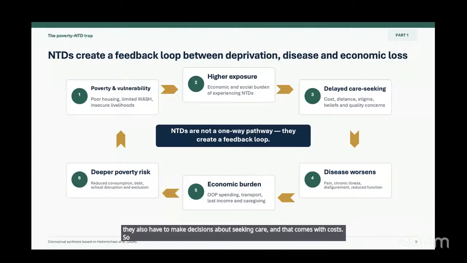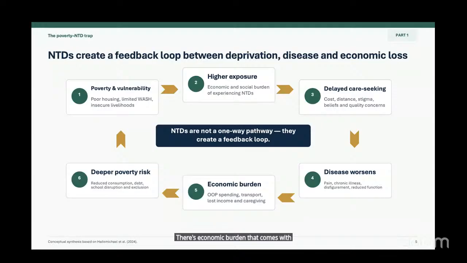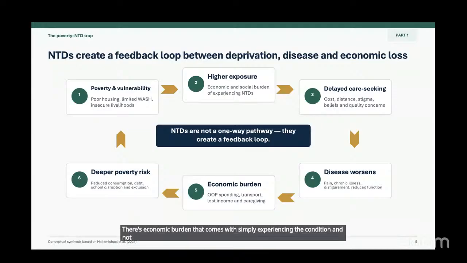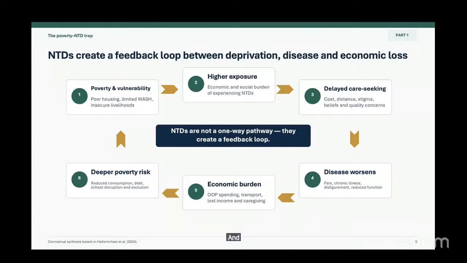So that's the second phase of the economic burden. So that's like a three-phase burden. There's the clinical burden that comes with the pain and all of that. There's the economic burden that comes with simply experiencing the condition and not being able to undertake your regular economic activities. And then the third burden, which is now having to incur some costs when it comes to seeking care. What then happens is that ultimately the households either delay care or forgo care altogether. And that's where the cycle starts.